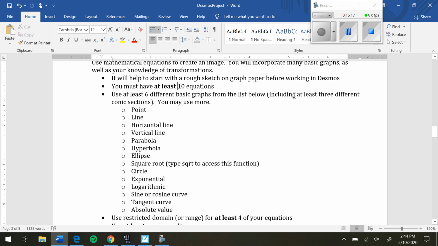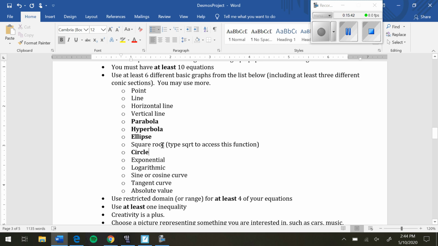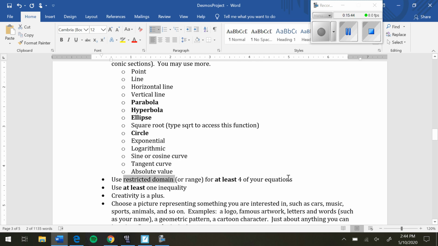Of these 6 different graphs, we need to have at least 3 different conic sections. Well, what are our conic sections? Remember, it's a parabola, hyperbola, an ellipse, and a circle. So basically, you need to have 3 out of those 4, and then a couple other equations. If you wanted square root, you're going to type SQRT to get a square root function. I need you to restrict the domain or the range for at least 4 of your equations, and at least one of them needs to be an inequality, so that would be like the shading piece.